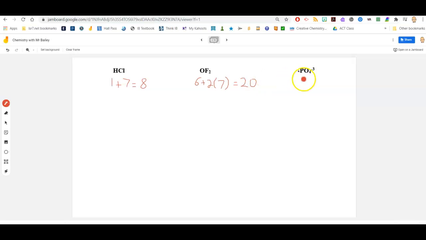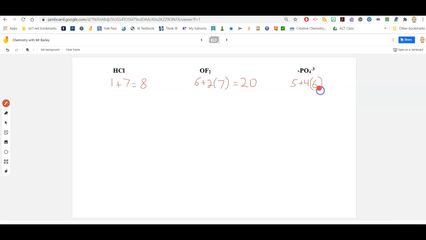And last but not least, phosphorus is in family 15. That's going to give us 5 valence electrons. There are 4 oxygens. And each of the oxygens have 6 valence electrons, just like they did in the previous example.